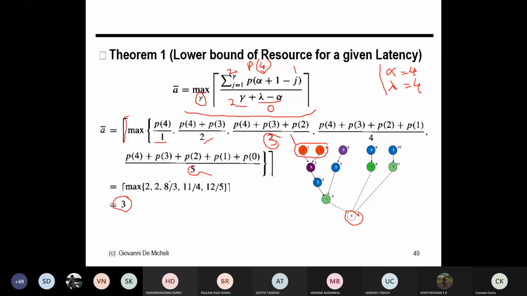So what does it mean? To execute this particular behavior with gamma equal to 4, this lambda equal to 4, I need at least 3 resources, 3 multipliers. Sorry. So to achieve this latency, I need at least 3 resources. On the other hand, if I have these 3 resources, I can always achieve the latency 4. So it's vice versa.